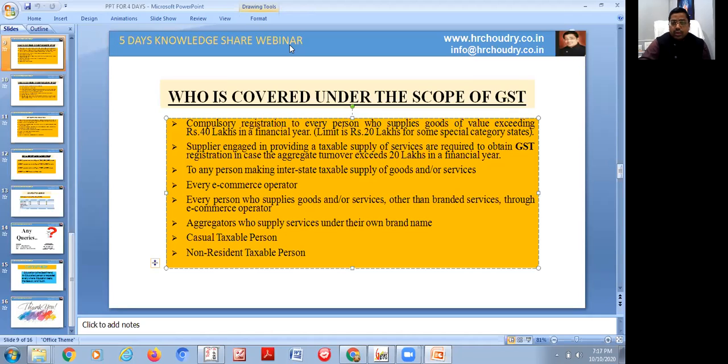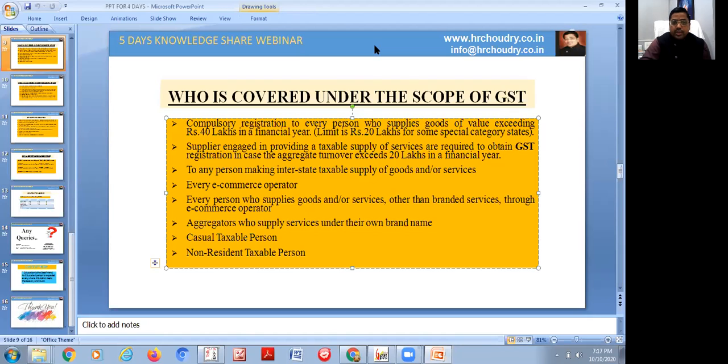Most of you are confused because your turnover is below 40 lakhs and you think you are not going to register, but there are bifurcations of the conditions. If your turnover for goods is below 40 lakhs, there is no need to take the GST registration. In case of services, the limit is only 20 lakhs, not 40 lakhs.